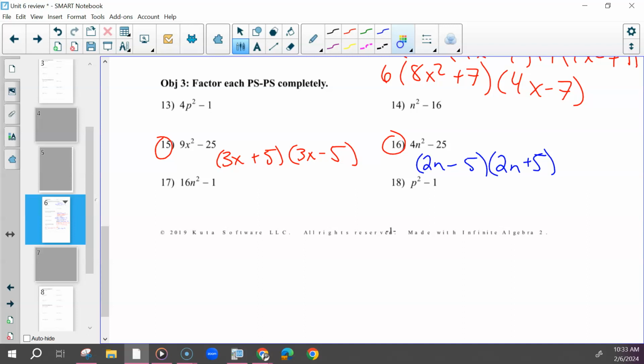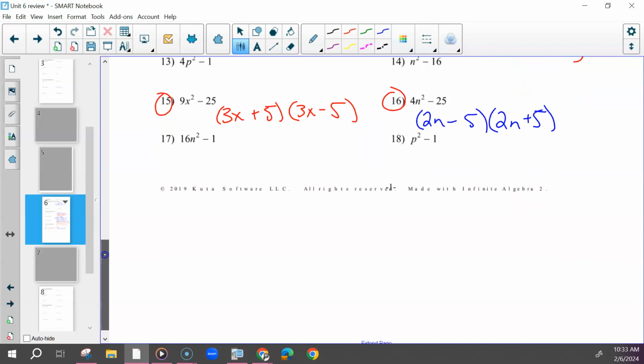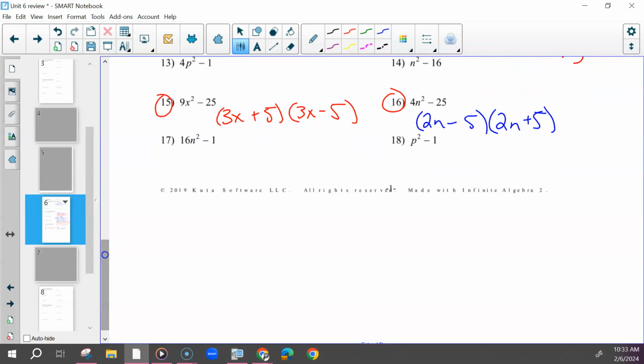Any other difference of squares? 18. So here, no GCF. To get p squared, we would multiply p times p. To get 1, we would multiply 1 and 1, the plus to the minus. Okay. On to the back.